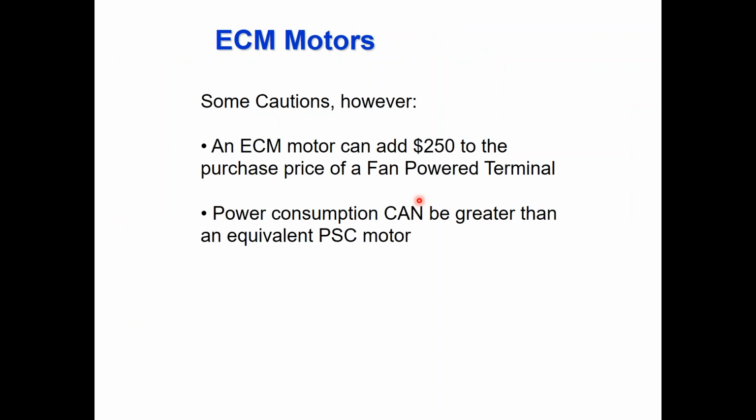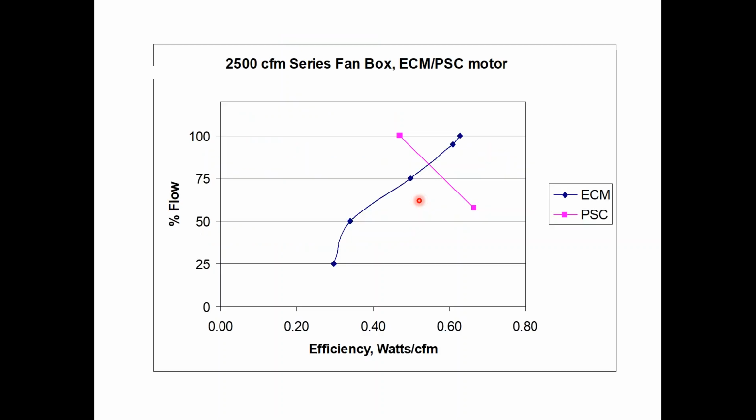ECM motors are more expensive than PSC motors, as you probably know, so it does add to the cost of the box. This slide says $250. It's kind of old. The price gap is a little bit closer now, but it is still more money than a PSC fan. Usually the ECM motor will save energy compared to the PSC, but that is not always the case. There are examples of when that's not true.